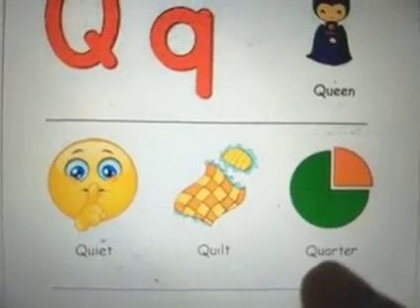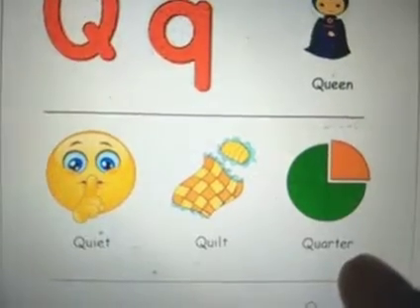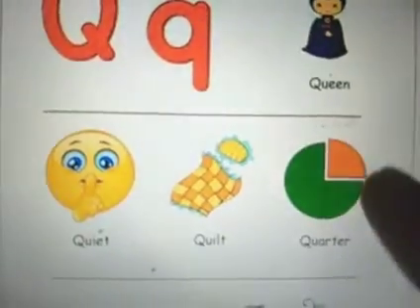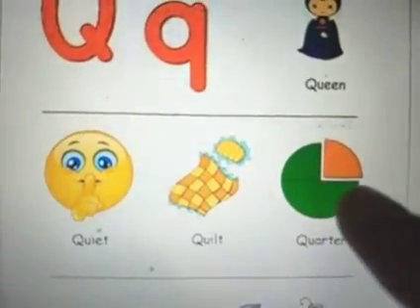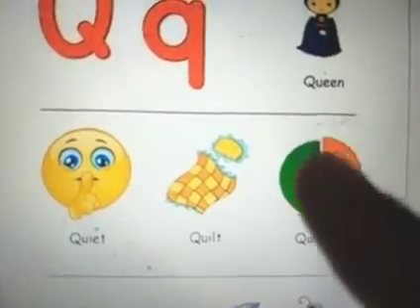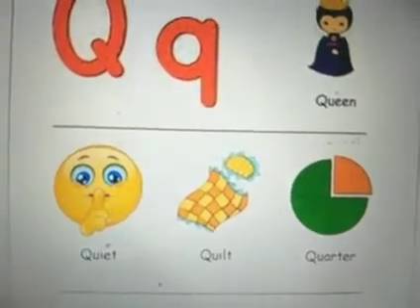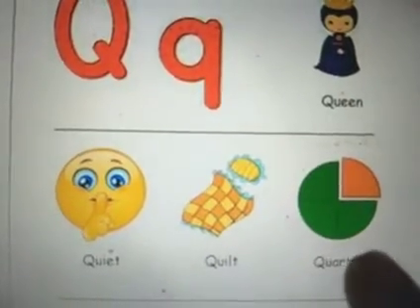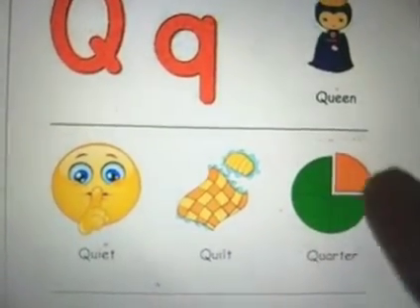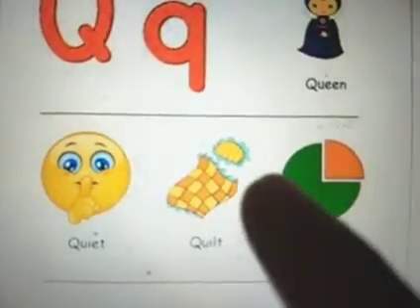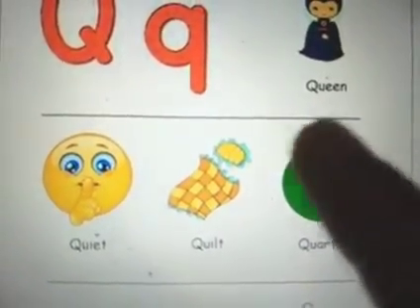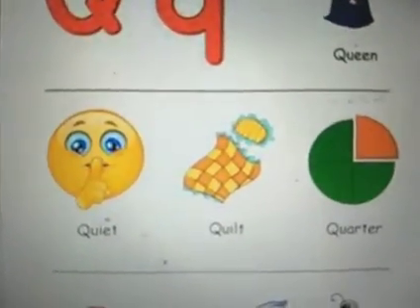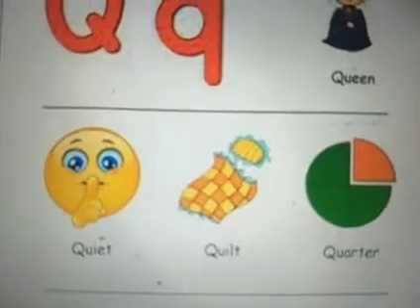Now this is quarter. What's a quarter? This is a full circle, and this is the half, and if you take half of the half, it is called a quarter. So you have this full circle, cut it into half. Now the remaining half, again cut it into half. That's called a quarter.